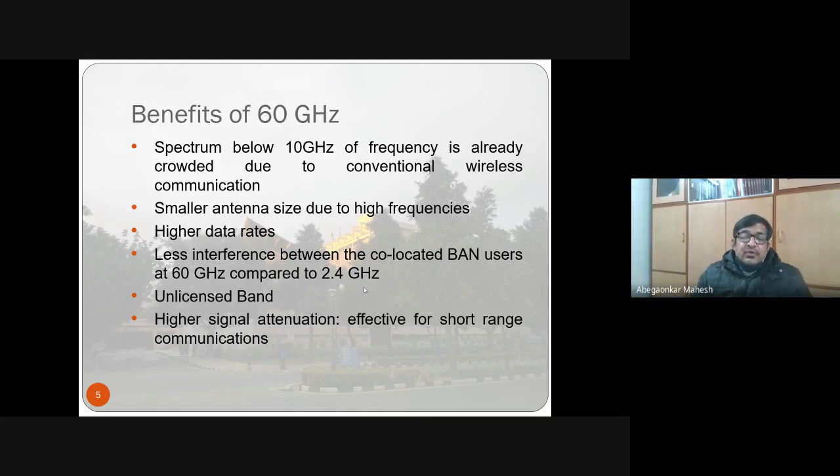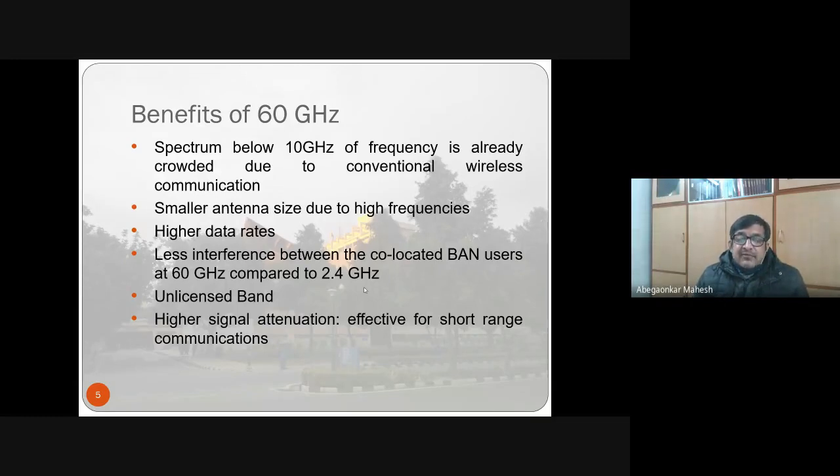Say, for example, if you were to wear a 2.4 gigahertz antenna on your, let's say, arm, it would be a huge antenna. A 2.4 gigahertz antenna will be a very large antenna. But if it were a 60 gigahertz antenna, it will be a very small antenna which can be easily fitted. Nobody will even notice it.